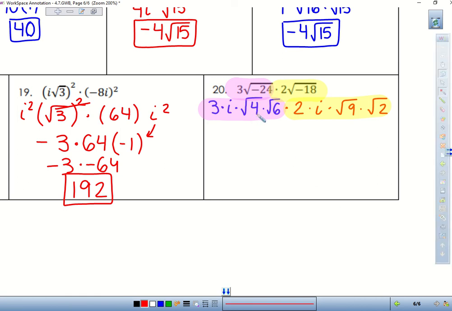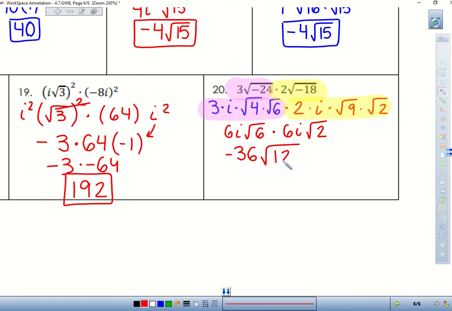What is the square root of 4? 2. What's 2 times 3? 6. So it'd be 6 radical 6. Now over here, what's the square root of 9? 3. 3 times 2 is? 6 i radical 2, right? Now we can multiply these together. What's 6 times 6? 36. And then i times i? Negative 1. That would be i squared, so it'd be negative 36. It would make it negative.